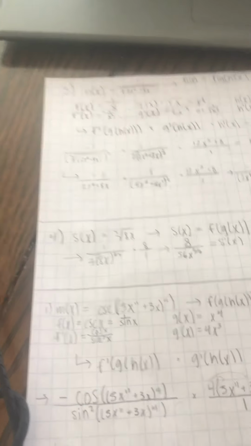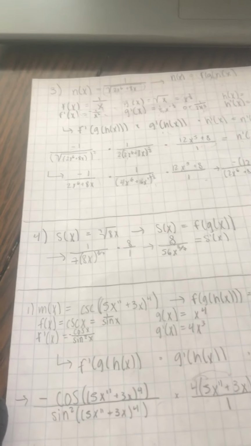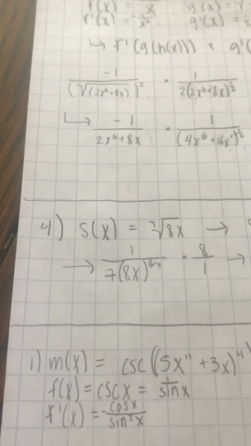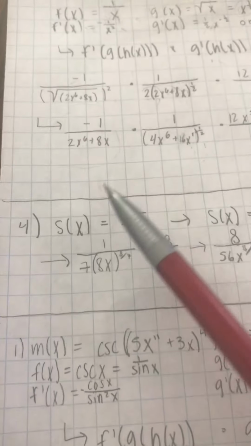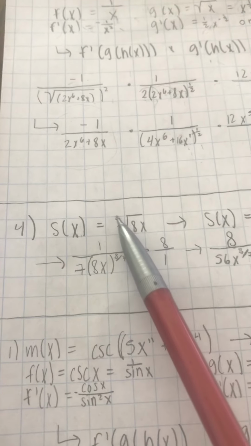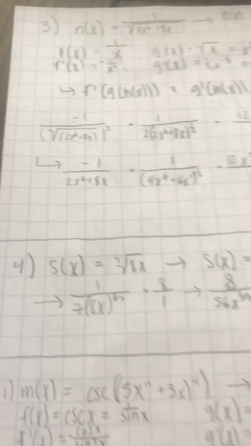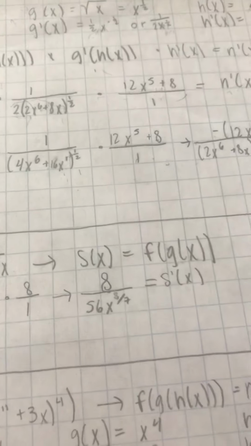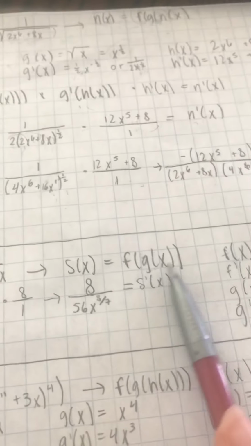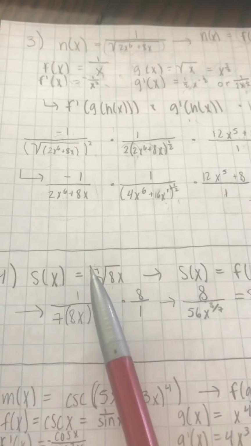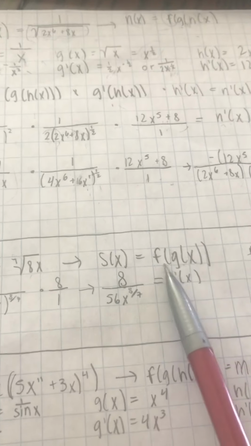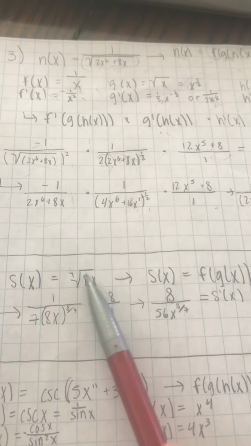Okay, so number 4 in my problem set for the summative was actually super easy, so I'm going to explain that real fast. S of x was my problem, and it was equal to the 7th root, I think is how it's said, of 8x. So I just defined it as S of x is equal to f of g of x, and my f of x was the 7th root, and g of x was 8x because it's inside of the 7th root.